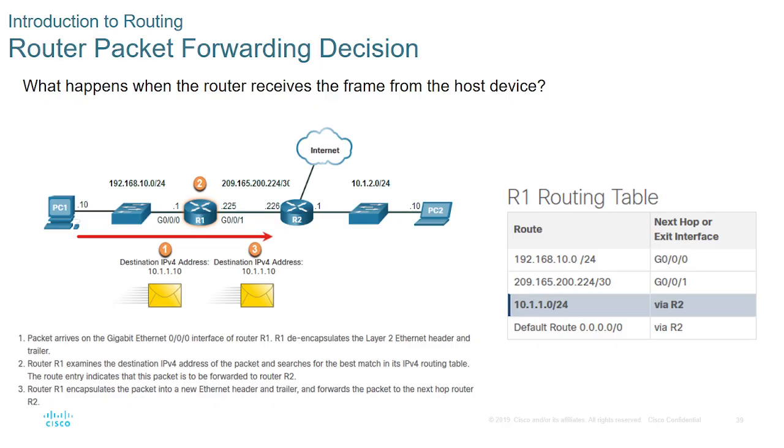Then router number 1 is going to de-encapsulate the layer 2 Ethernet header, that is the frame. Remember, layer 2 is the data link layer, and the data type is the frame. And then once it de-encapsulates that, it's going to reveal the internal packet, that is for PC number 2, and then sees the destination address. Then it will compare that with the entries in the routing table, re-encapsulates it, and sends it to the next device, which is router number 2.